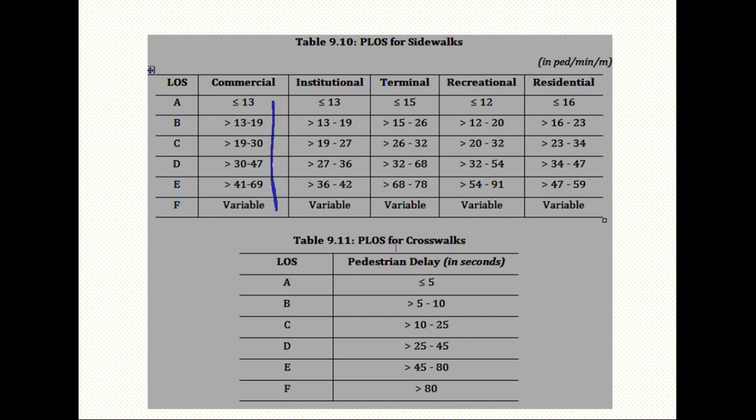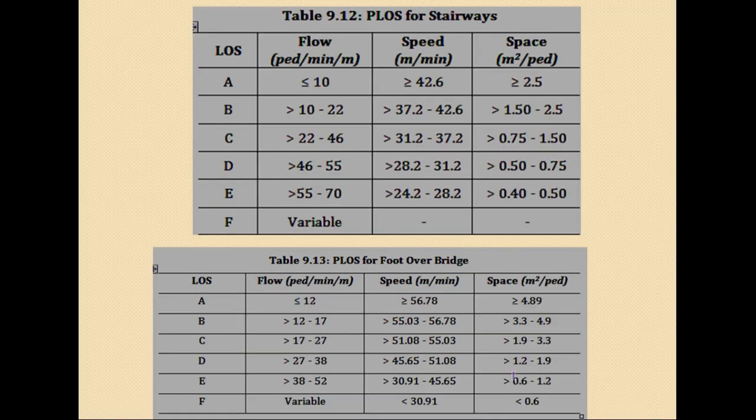And this is pedestrian level of service for crosswalk, and this is pedestrian delay in seconds, how much time the pedestrian is required to wait before starting the crossing of the street, and these are the values for PLOS. And for stairways there are three parameters: flow, speed, and space, and the LOS is defined based on these parameters. And for foot over bridge also the same three parameters, flow, speed, and space, are considered.